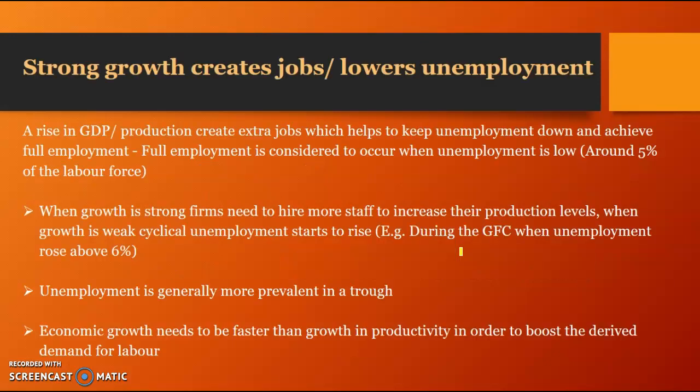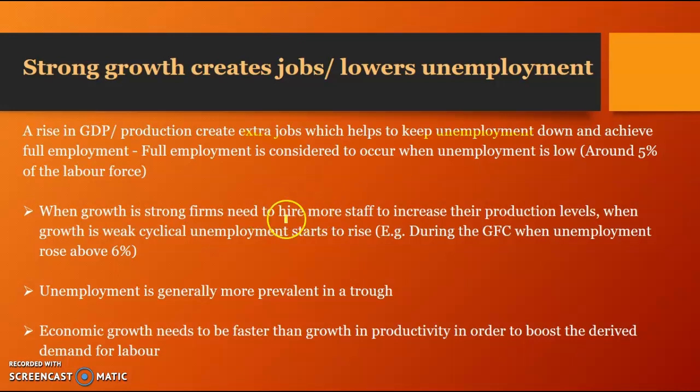The first one is that there's a strong correlation between increased economic growth and increased jobs. It doesn't always have to lead to more jobs, because you can grow but use more technology, or grow because people work more hours. But as a general rule, stronger growth and increased production lead to more jobs and therefore lower unemployment. So an increase in production creates extra jobs, which helps to reduce unemployment rates and allows us to achieve what we call full employment, which is considered to be when unemployment's below 5%.